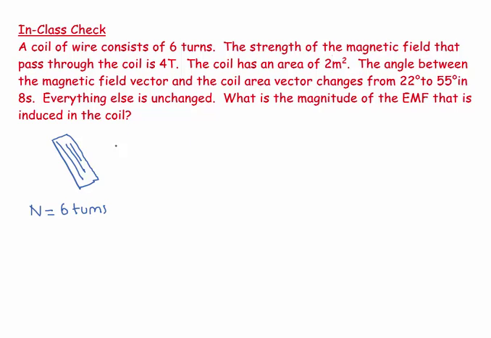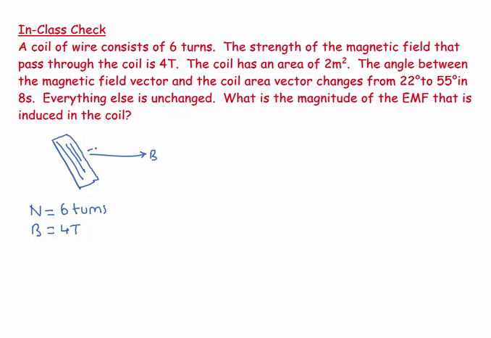And we have a magnetic field passing through the coil. I'm going to put my magnetic field through the coil like that, B. So my B is equal to 4 Tesla. And then the area is 2 square meters.